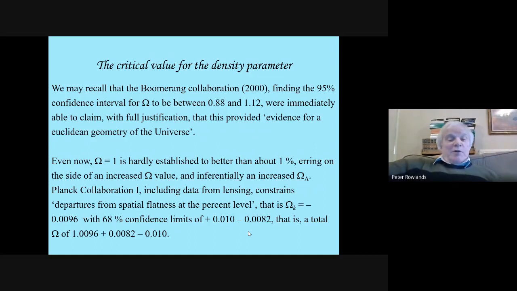So Planck collaboration 1, which includes some data from lensing, constrains, quote, departures from spatial flatness at the percent level, unquote. That is omega k, the departures, equals minus 0.0096 with 68% confidence limits. So it's a total omega of 1.0096, and then with those errors, the statistical and the systematics.